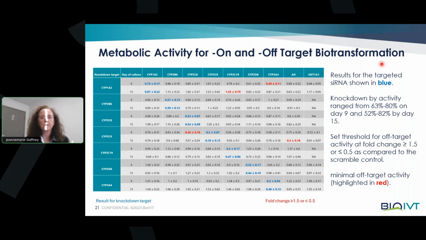And here would be a slide with the data from that specific metabolic activity assessment of on and off-target knockdown. In blue, I will highlight for you would be the targeted knockdown. So this here would show the knockdown of 2C9. Knockdown by activity ranged from 63 to 80% on day 9 of culture and 52 to 82% by day 15 of culture. We did set a threshold for off-target activity at a fold change greater than 1.5 or less than or equal to 0.5 compared to the scramble control. And these are highlighted in red. So you can see there is some off-target effect, but it is minimal.